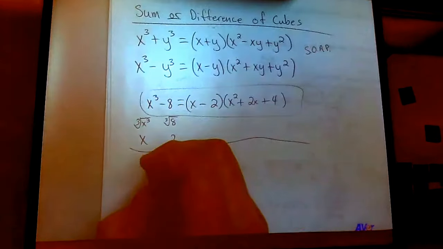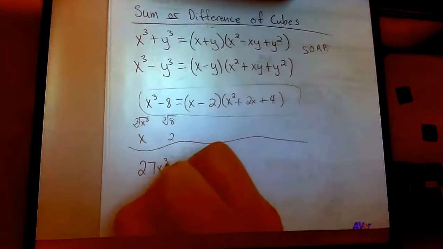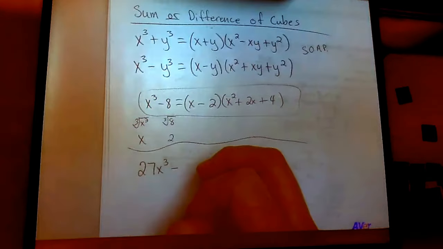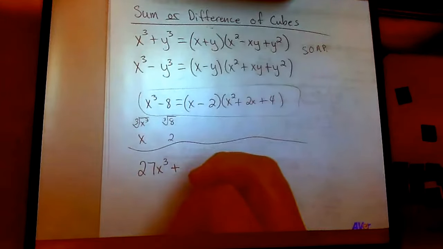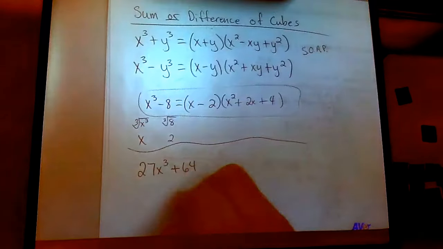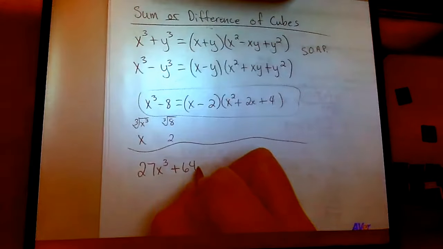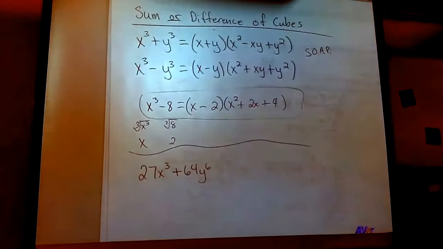Let's do 27x to the third plus 64, and let's put a y in there. Let's make it to the 6th. The first hardest part is recognizing that both of those are cube rootable.